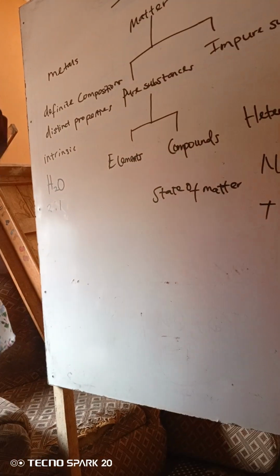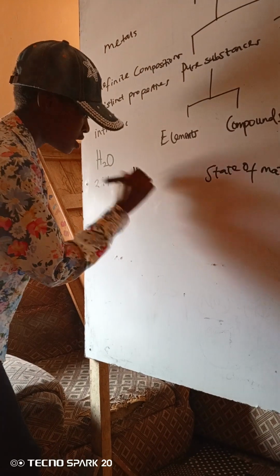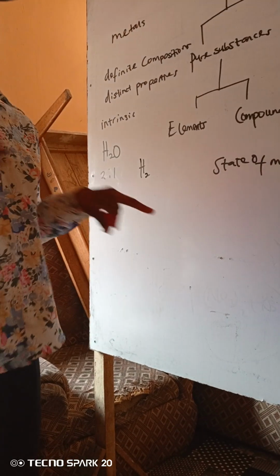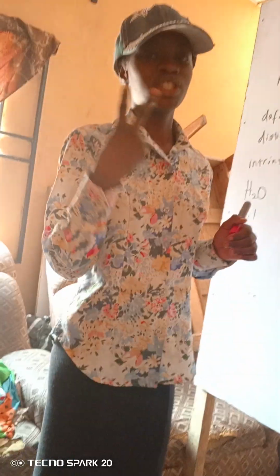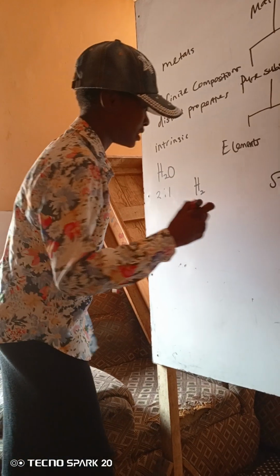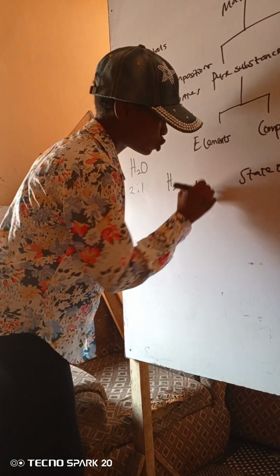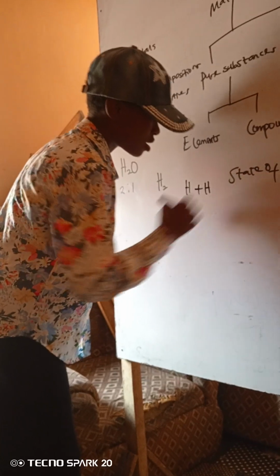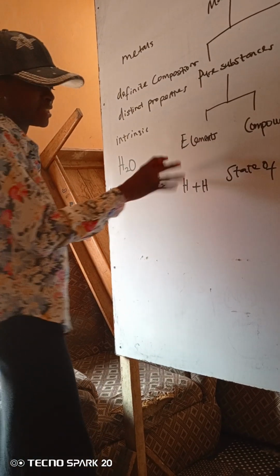For example, let's look at an element such as hydrogen. Hydrogen always exists in its gaseous state as a non-metal. Even though it consists of 2 atoms, they are still of the same type of atom. Why? Because if you look at it, here we have 2 hydrogen coming together. They still have the same type of atom.